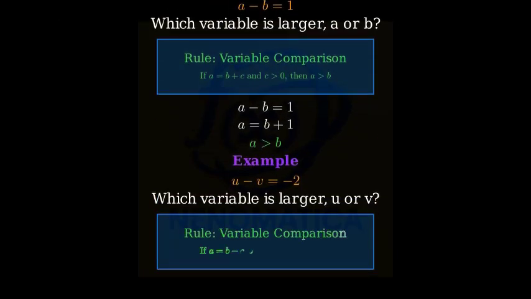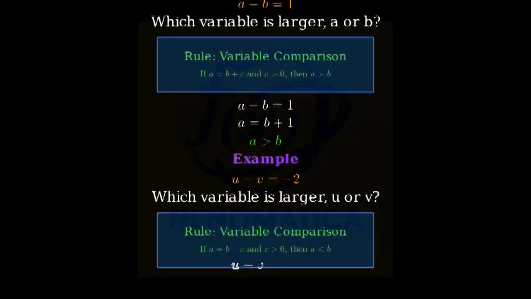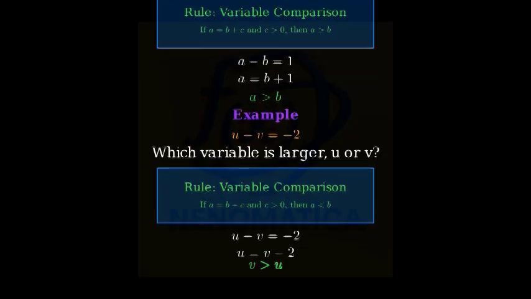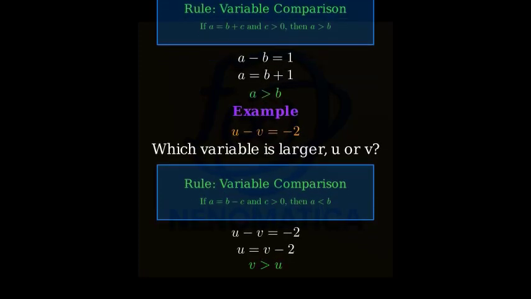We start with u minus v equals negative 2. Rearranging, we get u equals v minus 2. This means that u is 2 less than v, or v is 2 more than u. Therefore, v is larger than u.